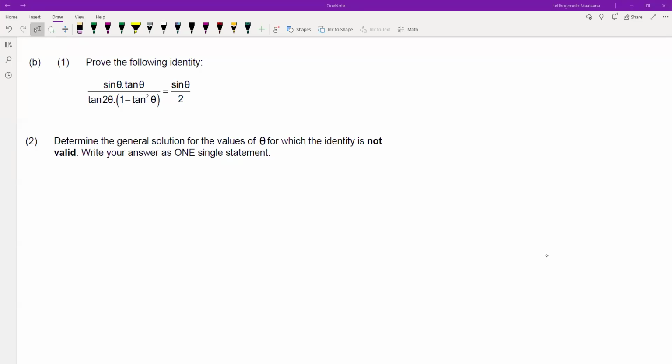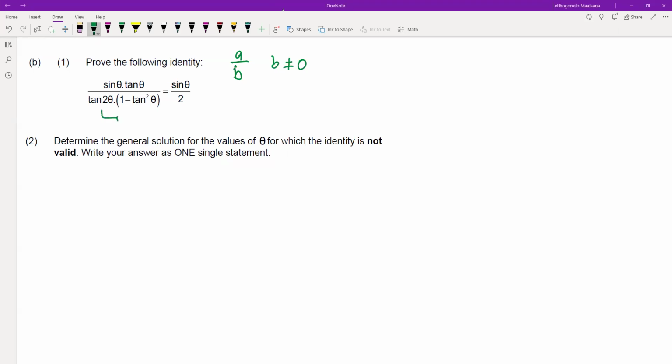Question 2 of 9B says determine the general solution for the values of theta for which the identity is not valid. Write your answer as one single statement. We'll start with A over B. If we have a fraction A over B, in order for A over B to be valid, B cannot be equal to 0. So we have to look at positions where our denominator is equal to 0.